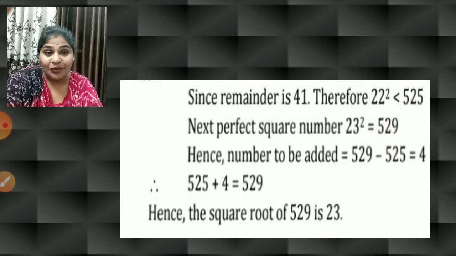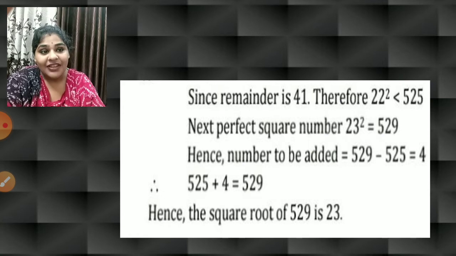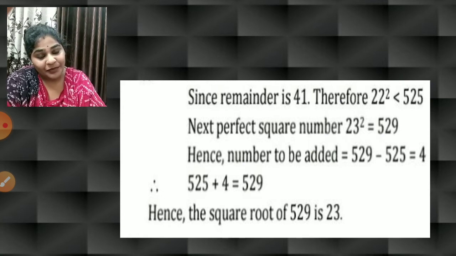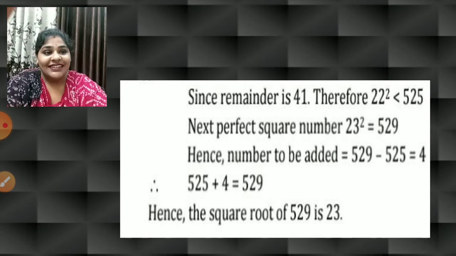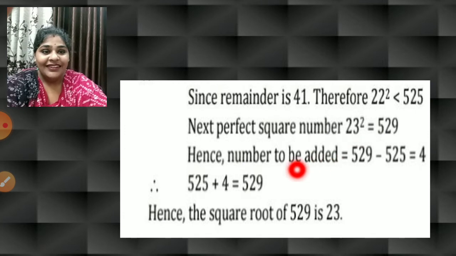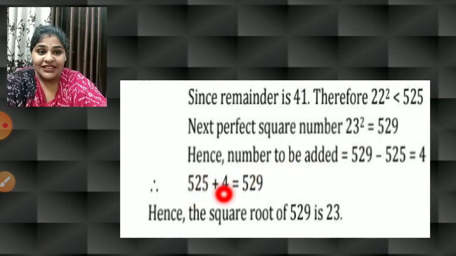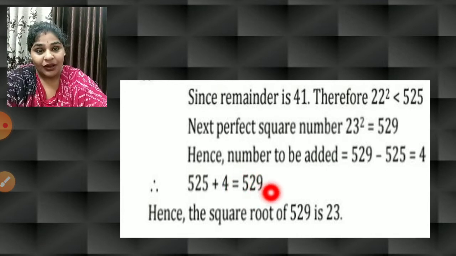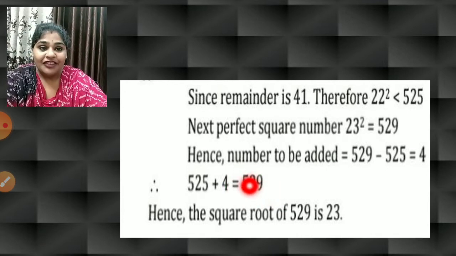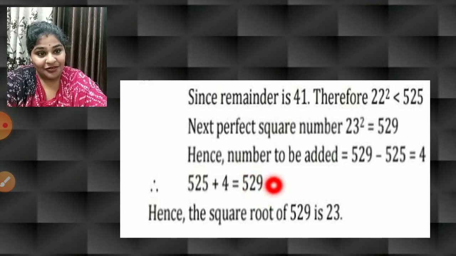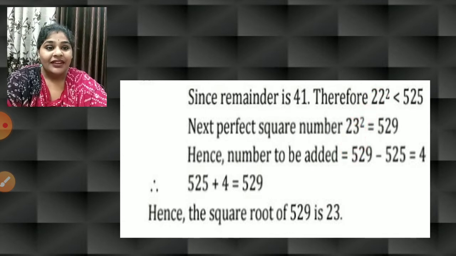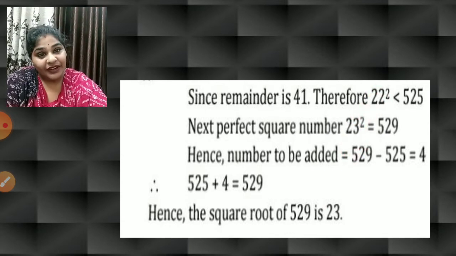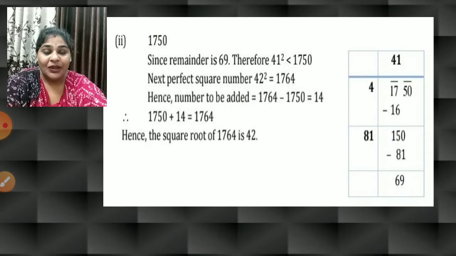We have to find the least number which we have to add to the given number. So from the greater number we subtracted the given number and found the number which we have to add. That is, 525 plus 4 will be equal to 529, where 529 is now our perfect square. And we know it is the square of 23. That was the next number which we got over here. So this is how you are going to find, children. Once again we will see one more example.